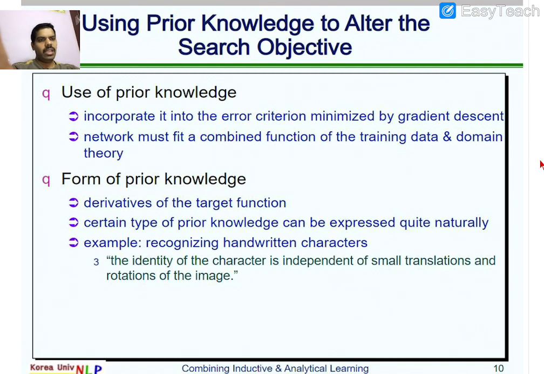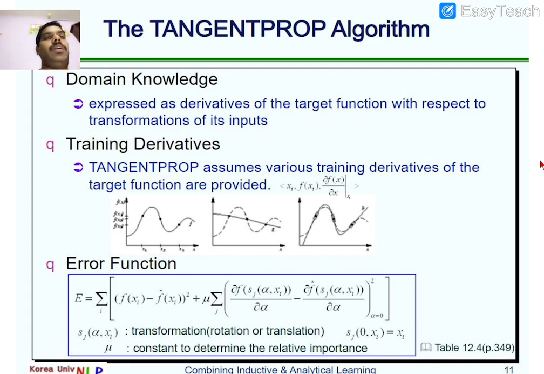And the example we are going to consider is recognizing handwritten characters. Sometimes it is difficult to identify whose handwriting it is. So in order to solve such complex problems, we use prior knowledge, and the identification of a character is independent of small translations and rotations of the image. So this is the problem we need to consider for domain knowledge, expressed as derivatives of the target function with respect to transformations of its input.